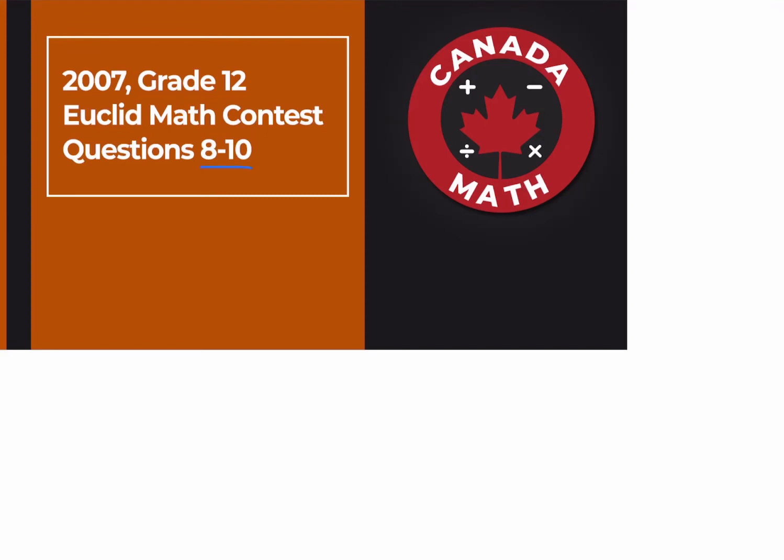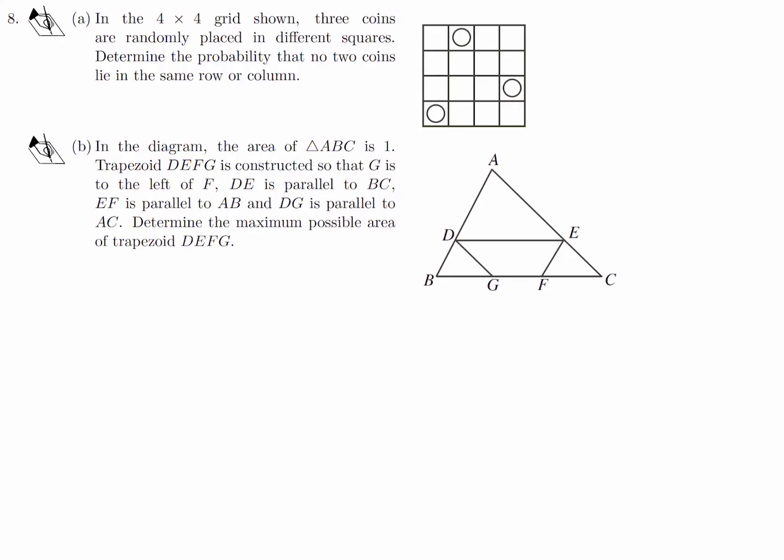Questions 8 through 10 on the 2007 Grade 12 Euclid Math Contest. In a 4x4 grid shown, 3 coins are randomly placed in different squares. Determine the probability that no 2 coins lie in the same row or column.